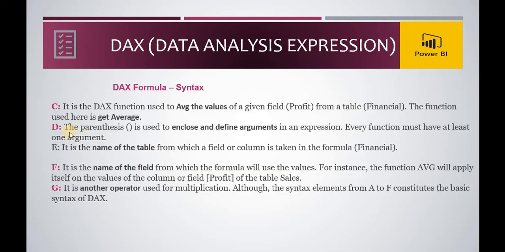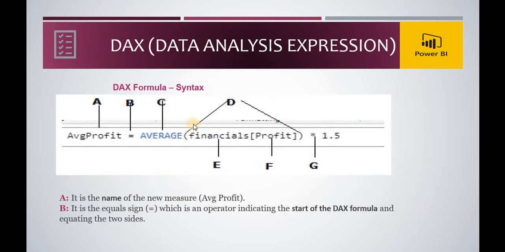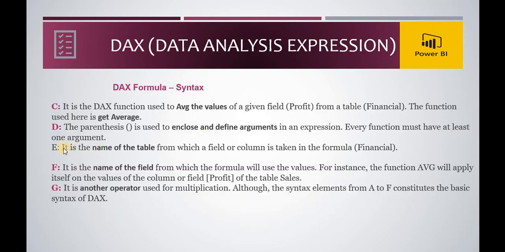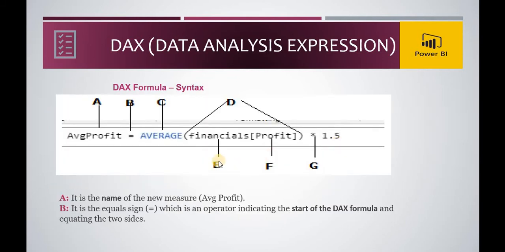And D is the parenthesis, used to enclose and define arguments in an expression. Every function must have at least one argument, so these are the brackets. It should have at least one value or one column, so it can do the C operation, whatever we have taken, like average or sum. And E is the name of the table from which a field or column is taken into the formula.